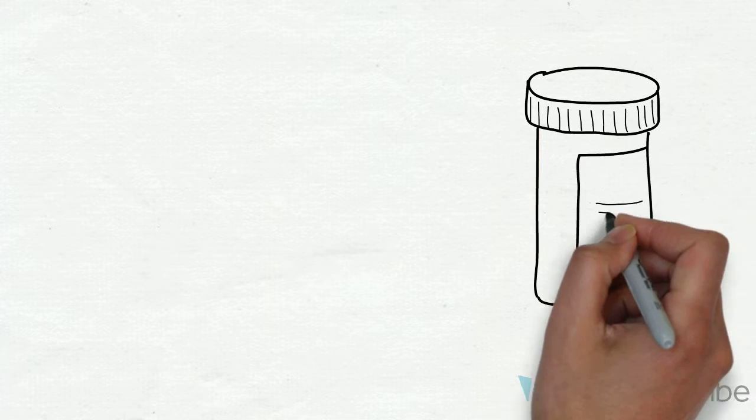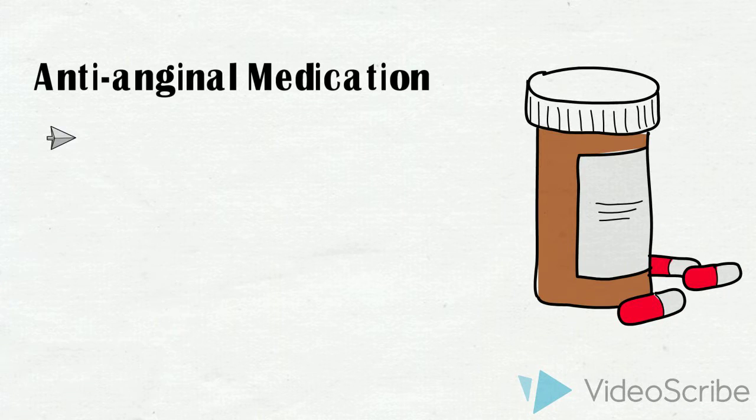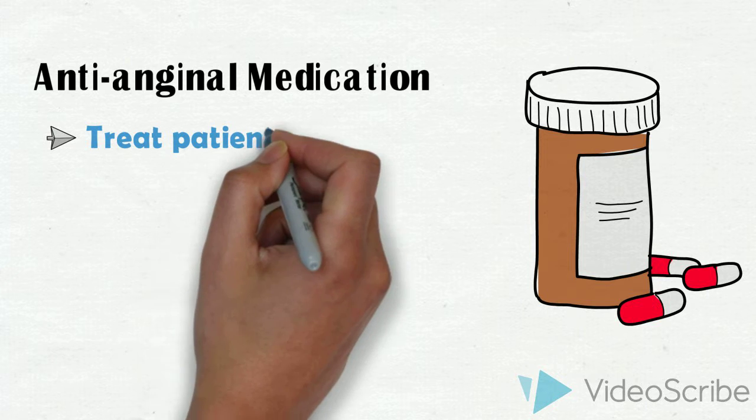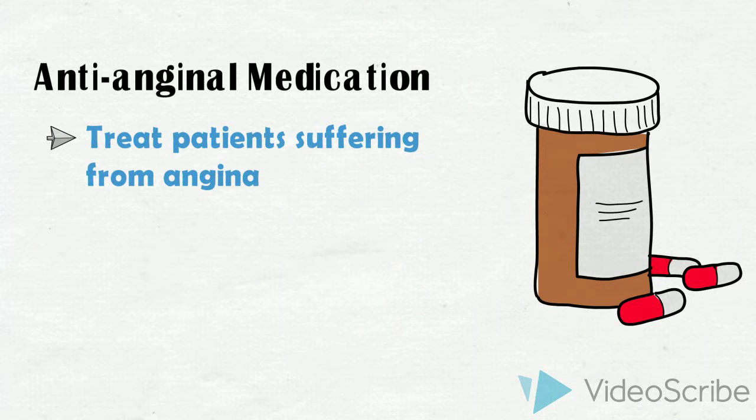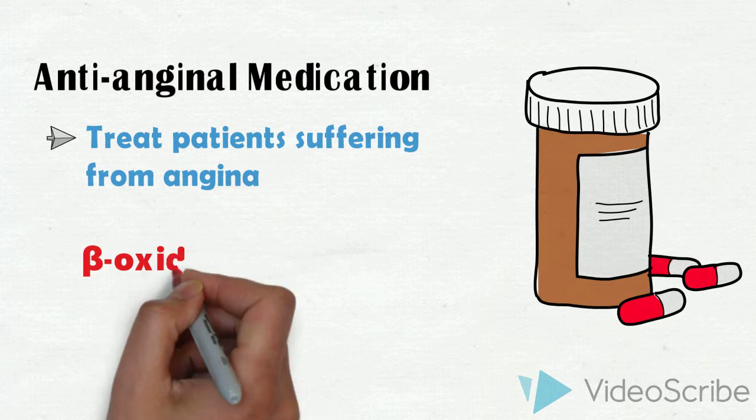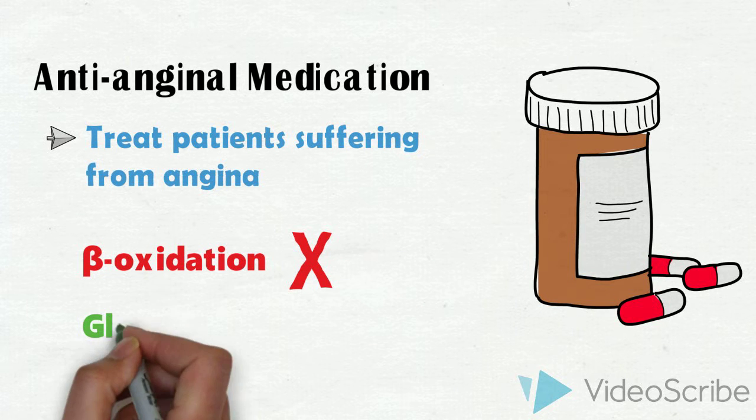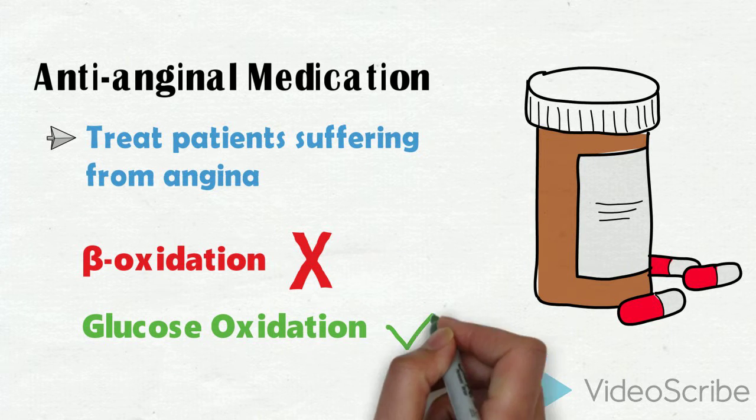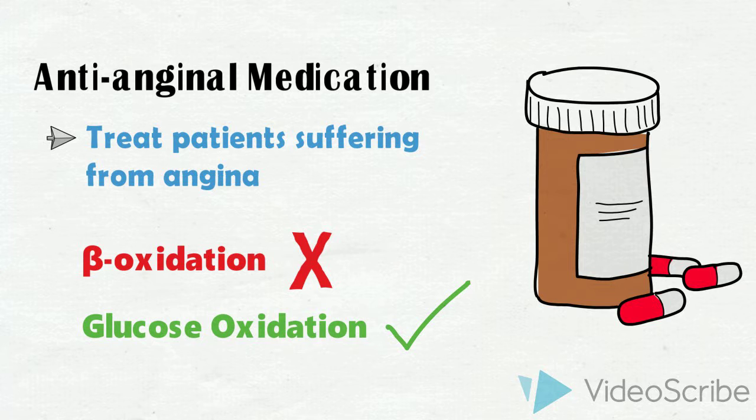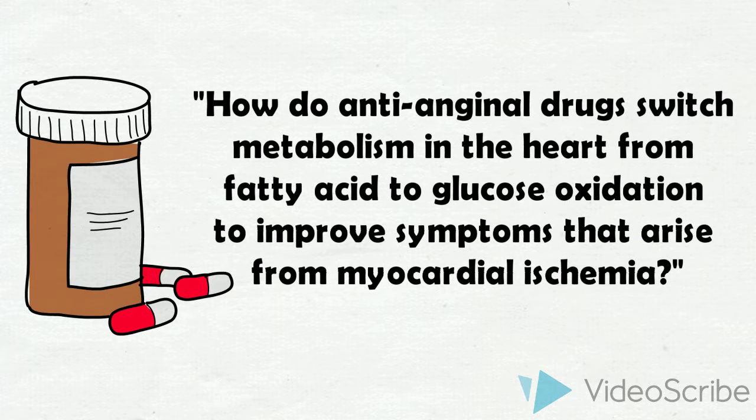Anti-anginal medication is a promising strategy that can be utilized to treat those suffering from angina due to ischemia and is believed to be achieved by inhibiting beta oxidation and increasing oxygen-efficient glucose oxidation. And this prompts the question, how do anti-anginal drugs switch metabolism in the heart from fatty acid to glucose oxidation to improve symptoms that arise from myocardial ischemia?